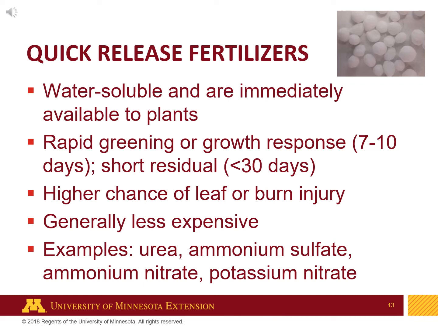Another disadvantage of quick-release fertilizers is that they have a higher chance of leaf injury. This is sometimes referred to as burn potential and varies based on weather conditions, fertilizer source, or turfgrass species. One reason why quick-release fertilizers are commonly used is that they are generally less expensive to apply per unit of nitrogen. Some common examples of quick-release nitrogen fertilizers are urea, ammonium sulfate, ammonium nitrate, and potassium nitrate.